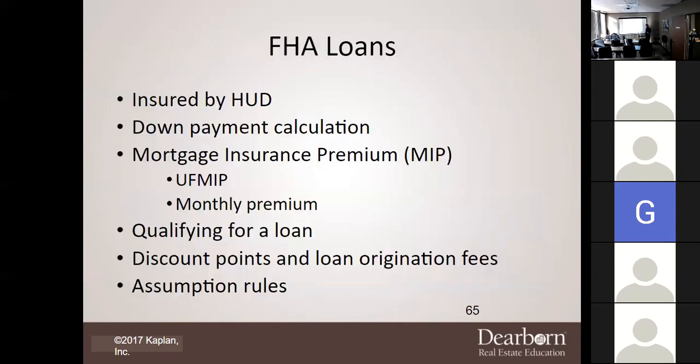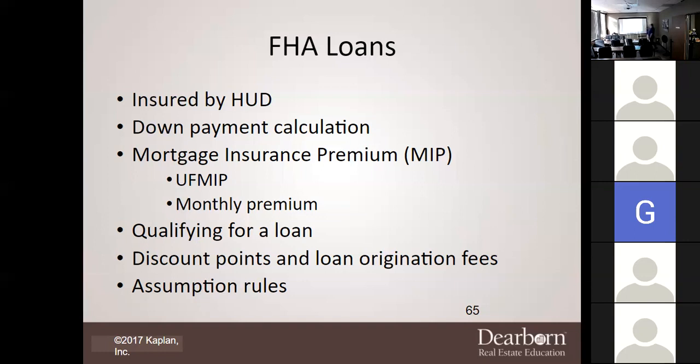Now, FHA loans. The only loans that are not governmentally backed are conventional. So when you take your test and it asks what is the only loan that is not governmentally backed, Mr. Eugene, what are you going to say? Conventional. Conventional is the only one. Everything else is federally backed: FHA, VA, USDA, they're all federally backed. So it's insured by HUD.